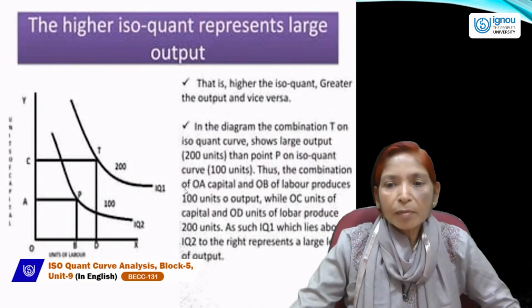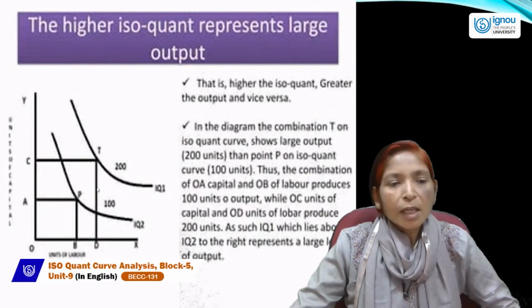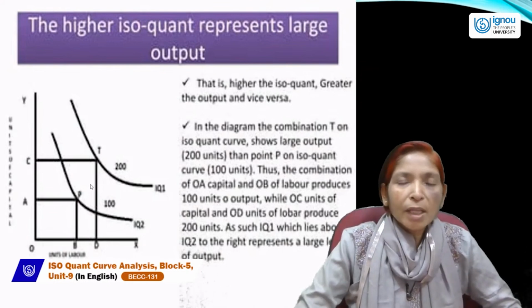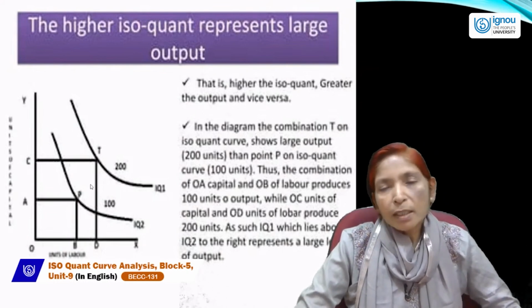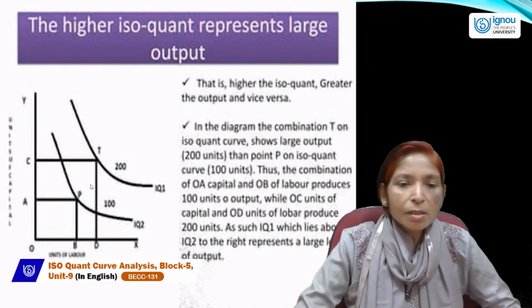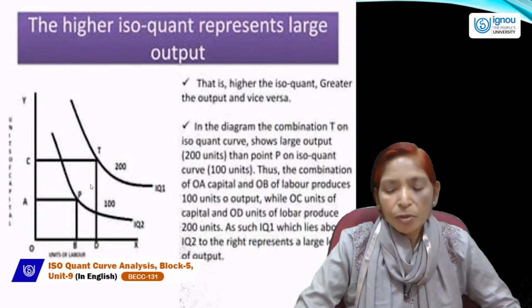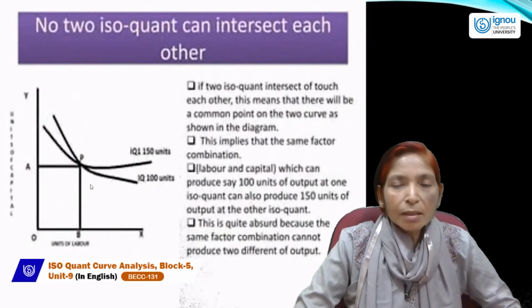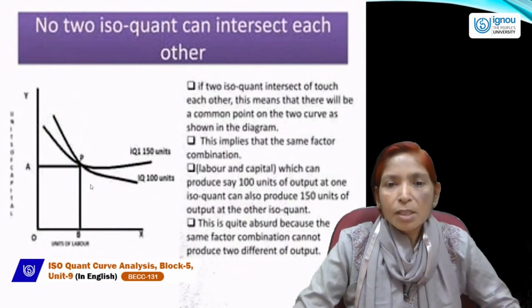And in this diagram, if we take different combinations of two factors of production, then we can draw different isoquant curves, and there may be more than one isoquant curve, where a higher one shows higher output and a lower one shows a lower level of output. Now next is that two isoquant curves never intersect each other.